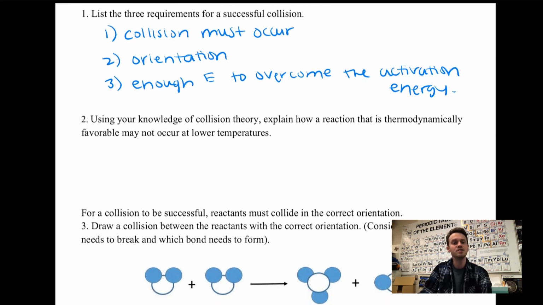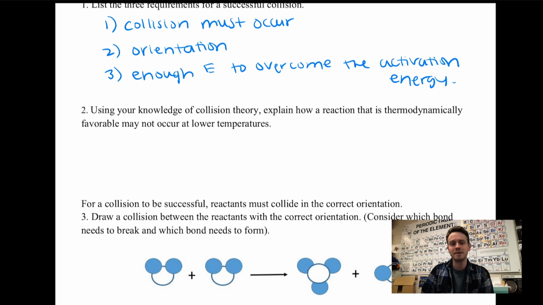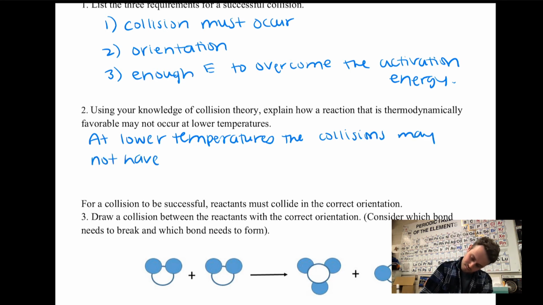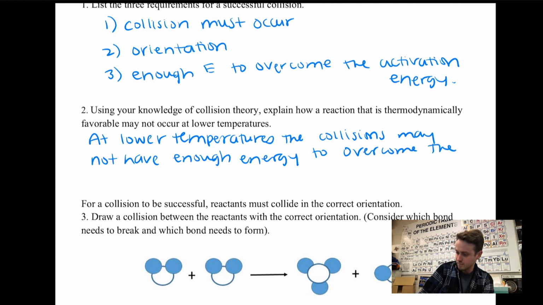Okay, so then it says, using your knowledge of collision theory, explain how a reaction that is thermodynamically favorable may not occur at lower temperatures. So maybe it is thermodynamically favorable, and so we think that it should favor the formation of products. But we've talked about sometimes the activation energy is too high. And so we could say that at lower temperatures, the collisions may not have enough energy to overcome the activation energy. In other words, the activation energy is too high, at least at that temperature. So if we heated it up, then we would have more successful collisions, or at least that's what we would think.